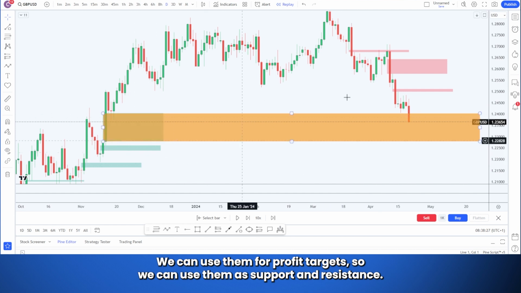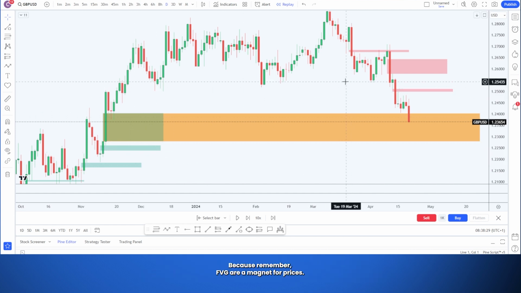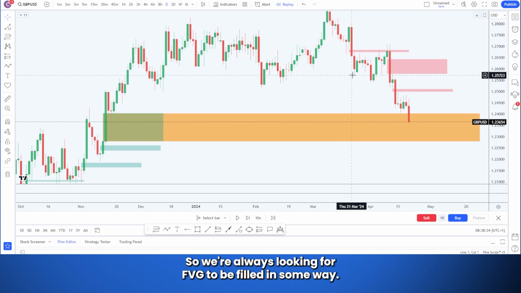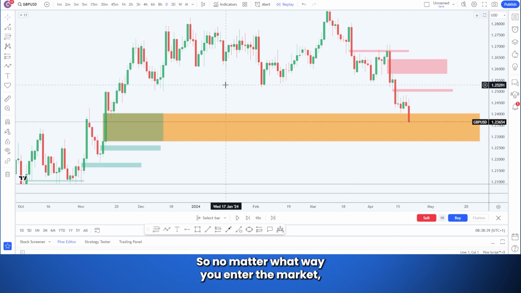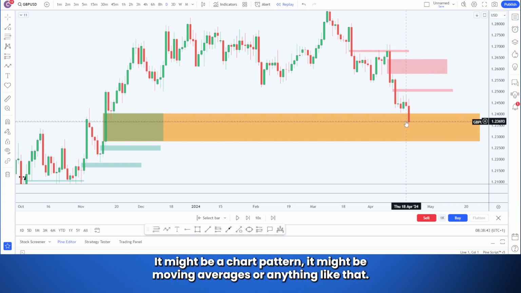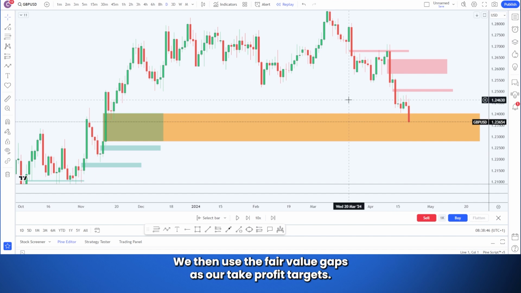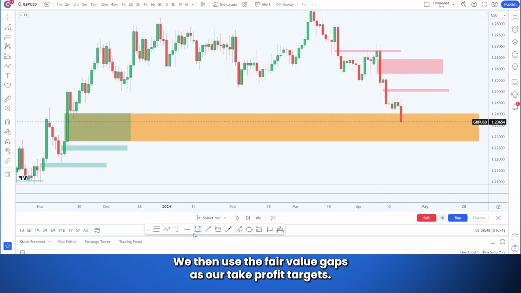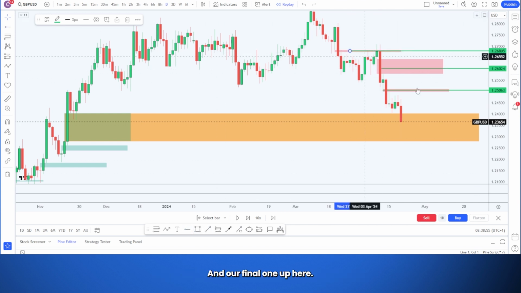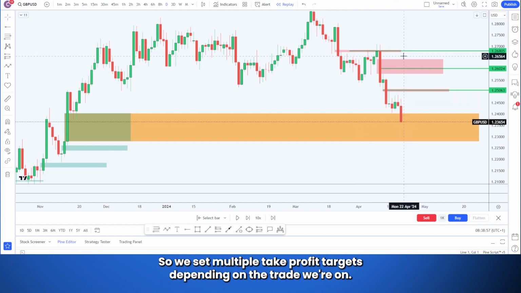So we can use them as support and resistance, but we can also use them as profit targets, because remember, FVGs are a magnet for prices. So we're always looking for FVGs to be filled in some way. So no matter what way you enter the market, you could be entering along here for whatever reason. It might be a chart pattern, it might be moving averages or anything like that. We then use the fair value gaps as our take profit targets. So we'll have one take profit target here, we'll have another one here, and our final one up here. So we set multiple take profit targets depending on the trade we're on.